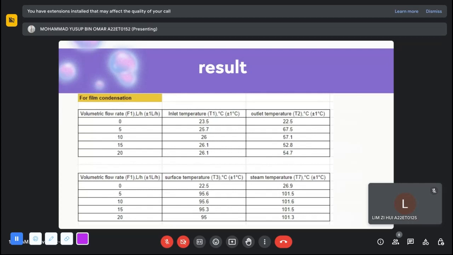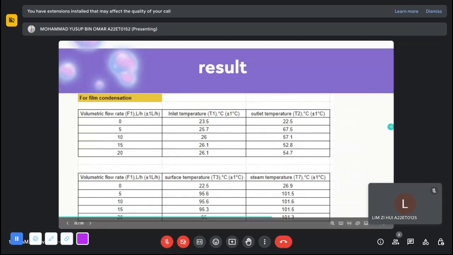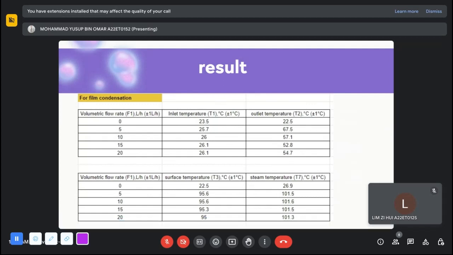Next, for table 2, it is the same. For the volumetric flow rate of 0 liter per hour, it is stable with an average of 24.2, but for 5 liter per hour, it increases from 95.6 to 101.3.